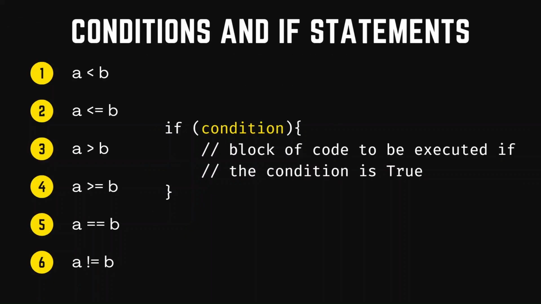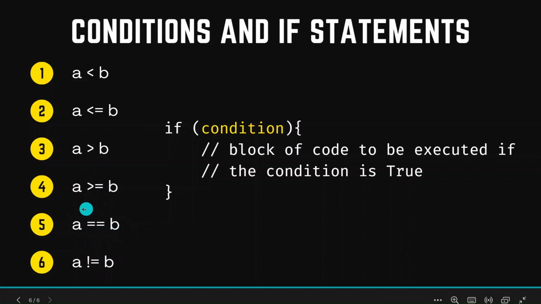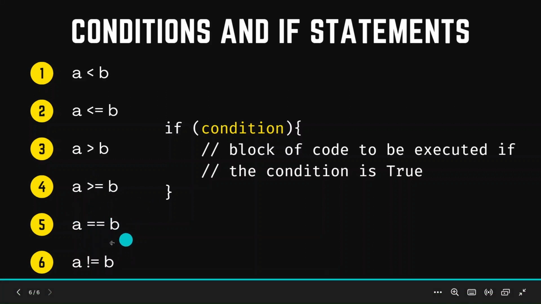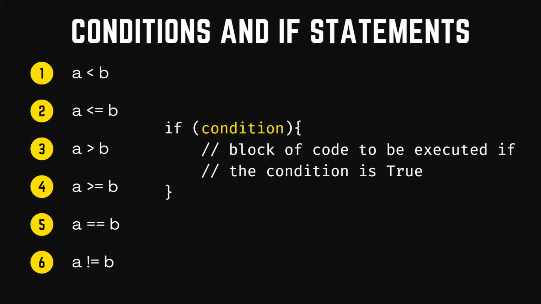C# supports the usual logical conditions from mathematics. So here we have A is smaller than B, A is smaller or equal than B, A is bigger than B, A is bigger or equal than B, A is equal to B, and A is different to B. You can use these conditions to perform different actions for different decisions.